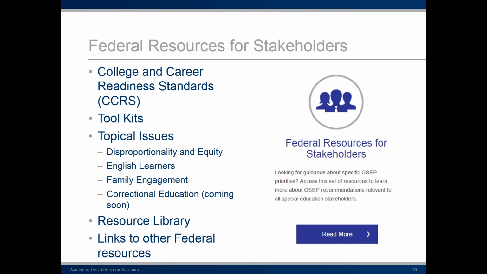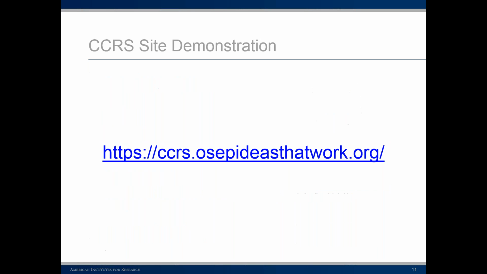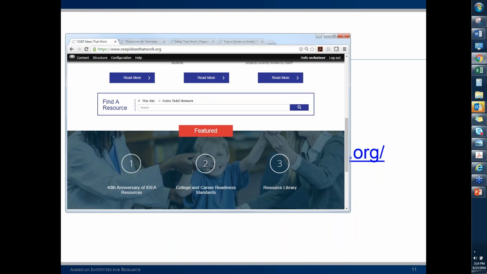We have a resource library, which includes resources from around the OSEP RTP network. That is going to see some updates down the road. I'll talk about those a little bit later. And we have also on this page some links to other federal resources. So we were going to highlight the CCRs page.